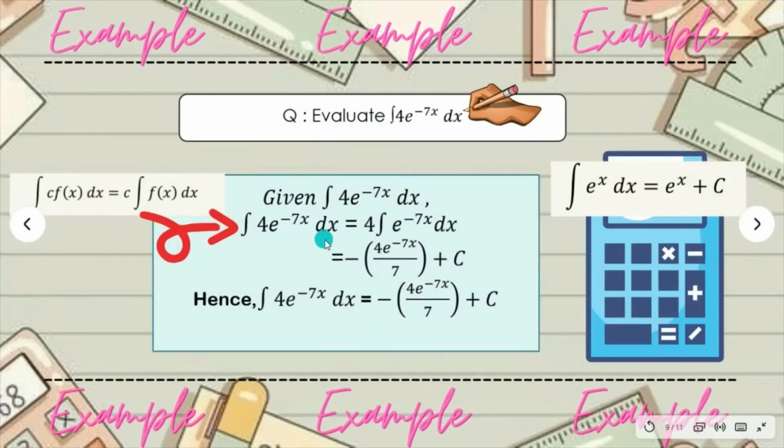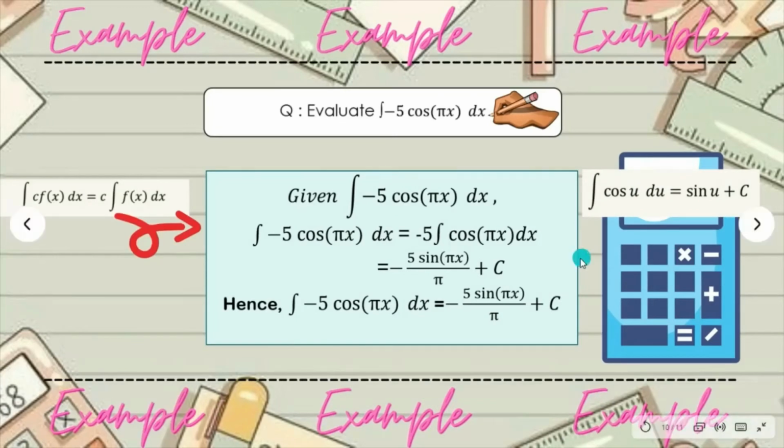Next, evaluate the integral of 4e to the power of negative 7x with respect to x. So here we will use the first property, and for this formula, we know that the integral of e to the power of x with respect to x is equal to e to the power of x plus C. Then we apply it in the question. We will get negative 4e to the power of negative 7x over 7 plus C.